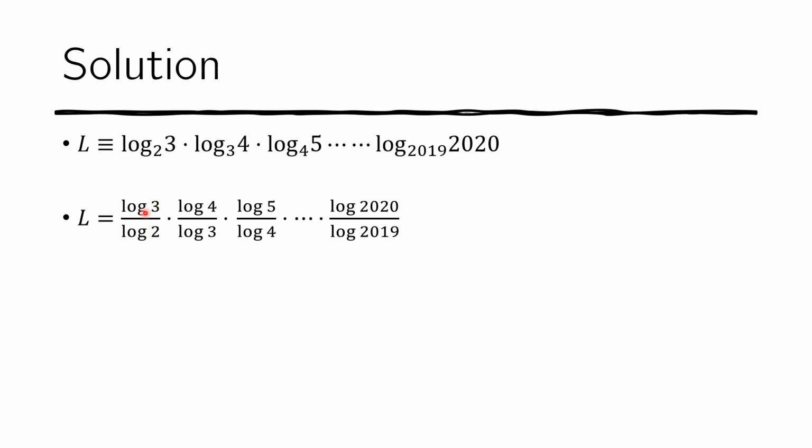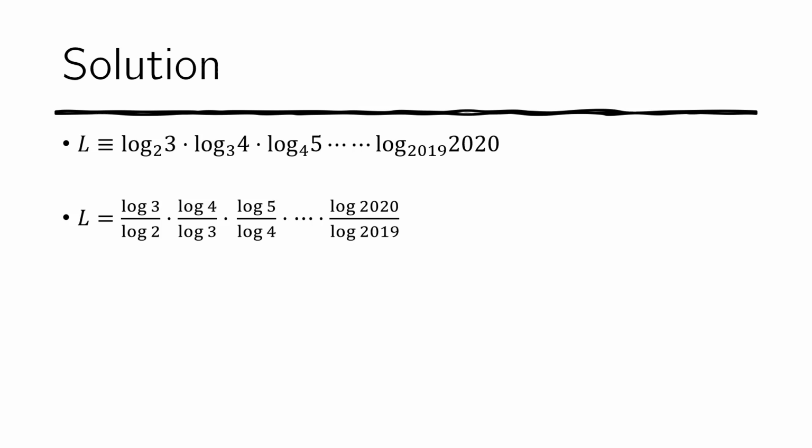Again, the bases here do not matter, because any number would work except those that are restricted in the previous slide. So just for this solution, let's say that the base is e, or the natural logarithm. So this log here is the natural logarithm of 3 and natural logarithm of 2. Now we do that for the next factor. We get log of 4 over log of 3, and we do that for all the terms, and the last term would be log of 2020 over log of 2019.